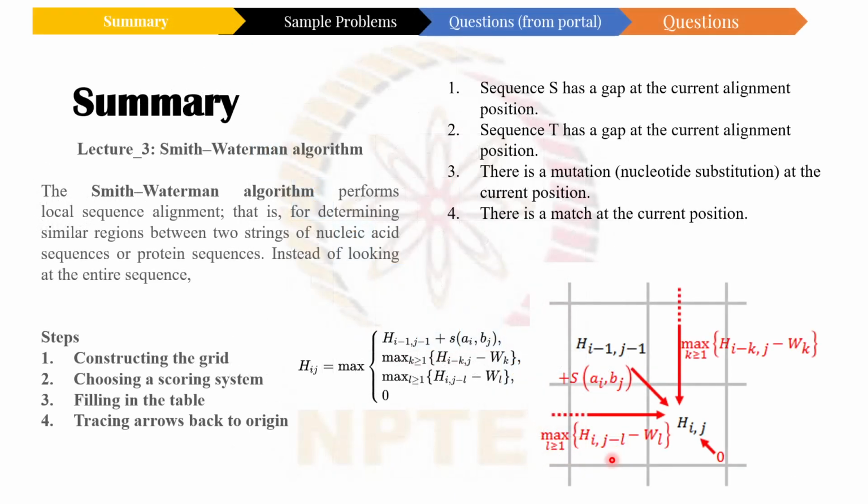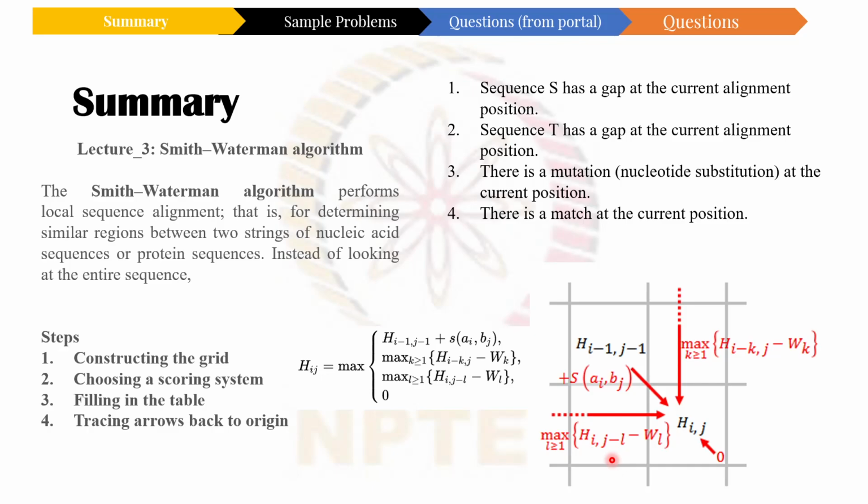Okay, moving forward to the Smith-Waterman algorithm. This performs local sequence alignment, that is, determining the similar regions between two strings of nucleic acids or proteins. Instead of looking at the entire sequence, the Smith-Waterman algorithm compares segments of all possible lengths and optimizes the similarity measure. As such, it has the desirable property that it is guaranteed to find the optimal local alignment with respect to the scoring system being used.